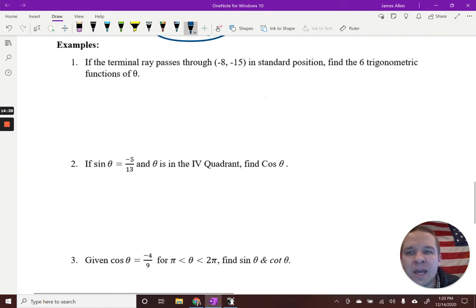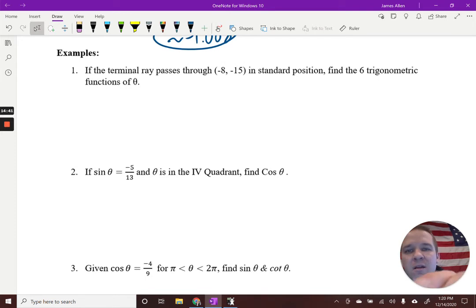Oh, I love these. These are my favorite. Favorite goes with my favorite color, green. Okay. If the terminal ray passes through negative 8, negative 15 in standard position, find the 6 trig functions of theta.